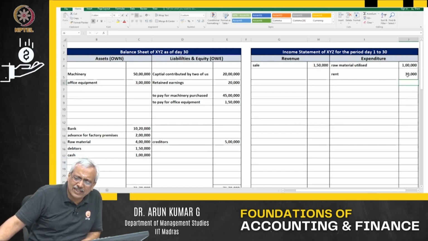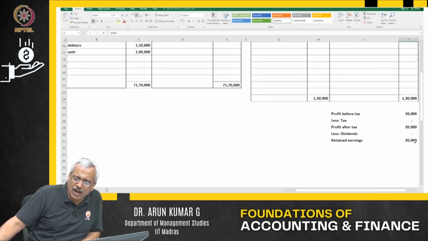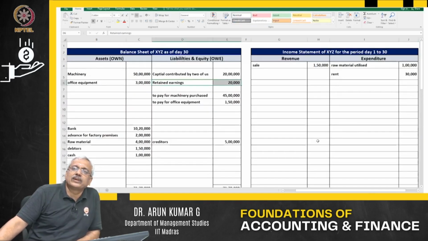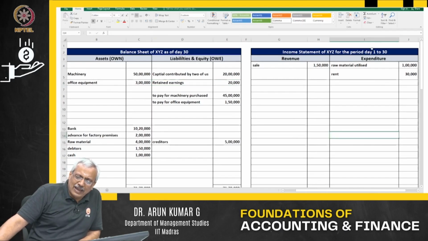Moment you have a rent of 30,000, what happens? Your profit drops. Your profit drops to 20, your retained earnings drop to 20,000 automatically in this particular case. Because when am I paying? On day 30th, I enjoyed the benefits for 1 month, then I pay.